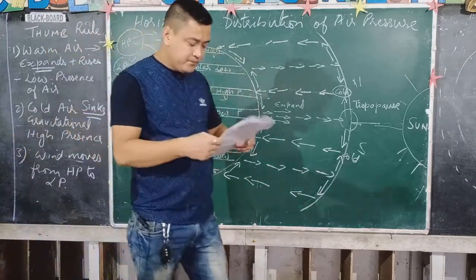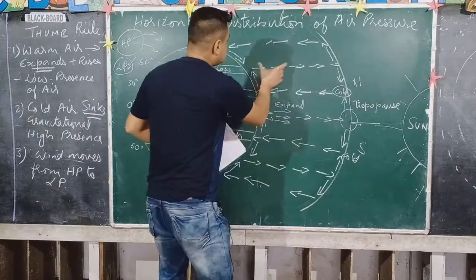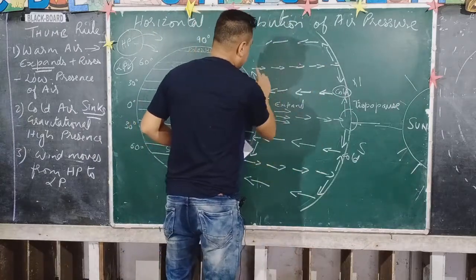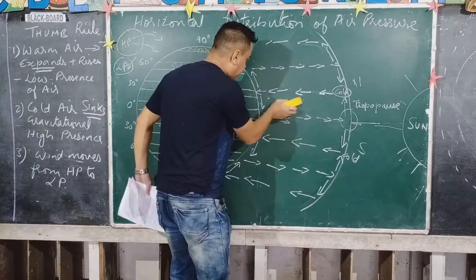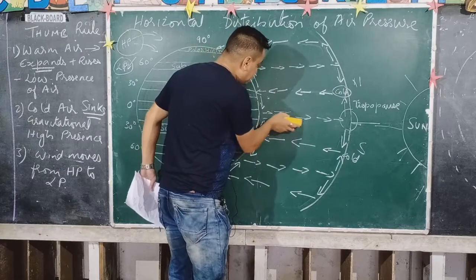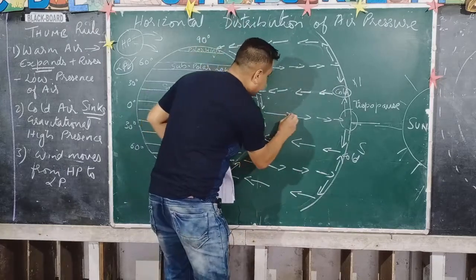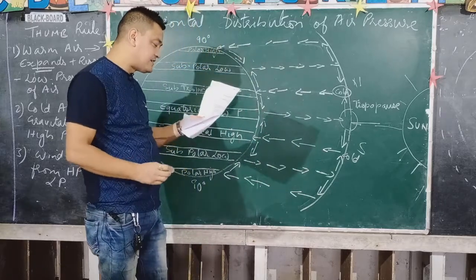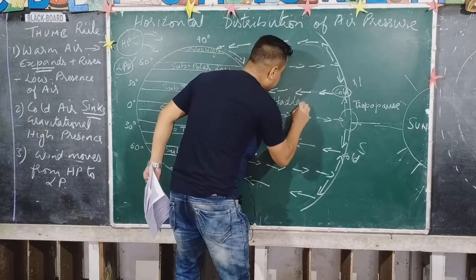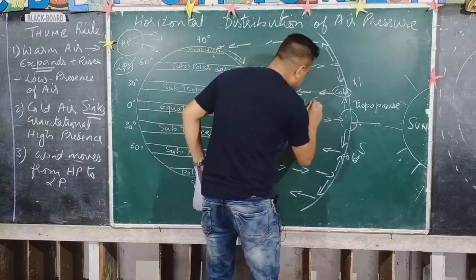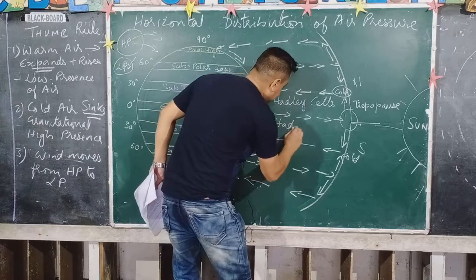Now, one thing I want to tell you. There are cells made. There is a box made here. I am rubbing this out so that you can understand clearly. Now, these boxes are named differently. This is known as Hadley cell, because Hadley was the meteorologist who discovered this. So this is known as Hadley cell, and this is also known as Hadley cell.